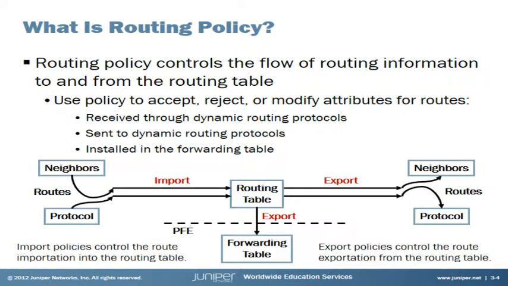So routes that are either received through dynamic routing protocols, sent to dynamic routing protocols, or installed in the forwarding table. Okay, so the basic concept here is that routing information is sent to other routers and received from other routers. What routing policies allow us to control is what we send to other routers and what we accept from other routers into our routing table. Okay, that's essentially what we're doing here.